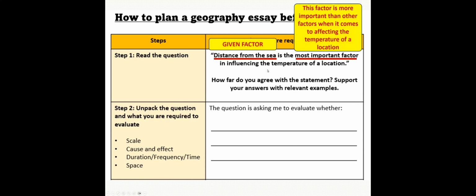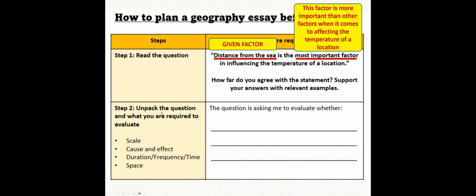So in this question, you are given a given factor. In every question, you're given a given factor. So in this question, distance from the sea is the given factor. And then they ask you, is the most important factor in influencing the temperature of a location? So basically what this question is asking for is, is distance from the sea the most important factor when affecting the temperature of a location? So meaning, let's say I have 2 different locations. Is it distance from the sea that affects or determines the temperature of the place, or is it some other factor? So you have learned many factors that affect temperature of locations. You have to decide which factor is the most important. But worry not, I will take you through this step by step. So just follow along. All right.